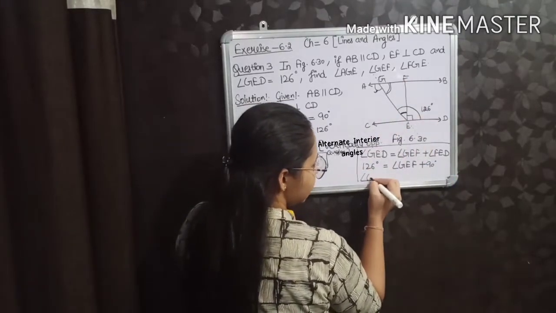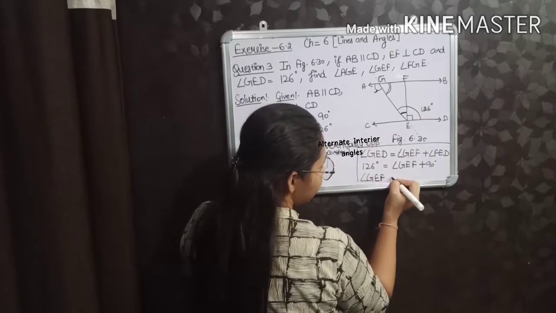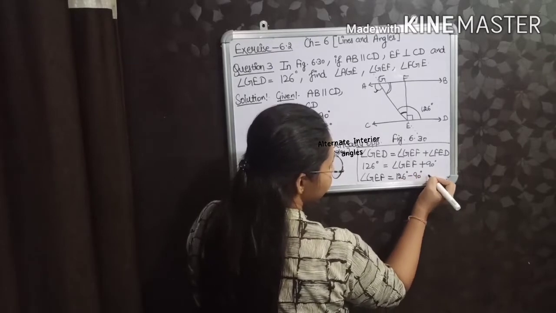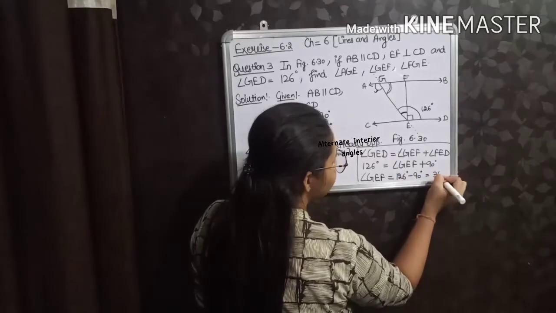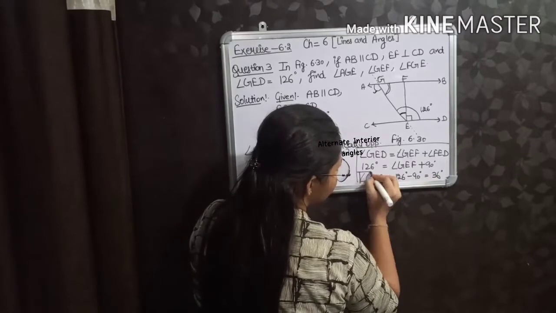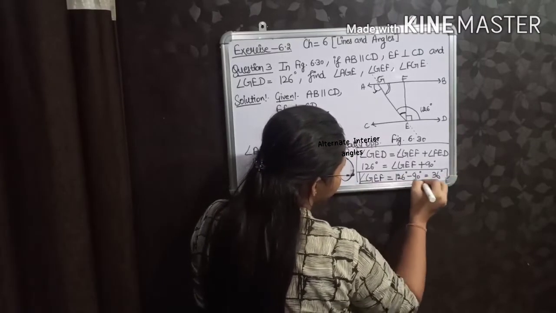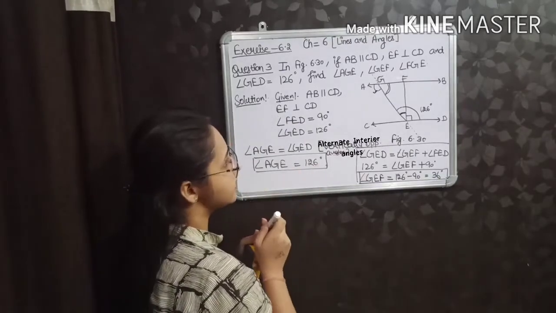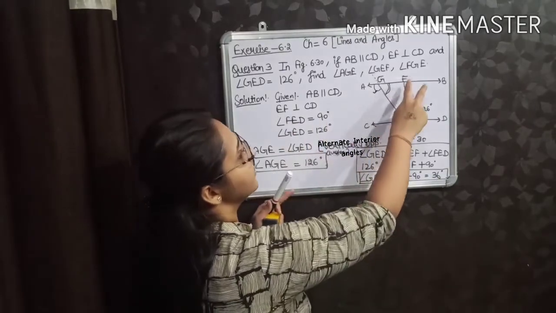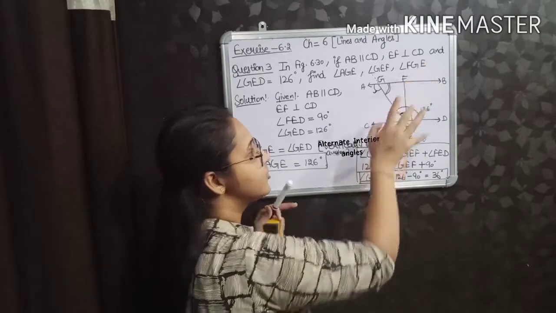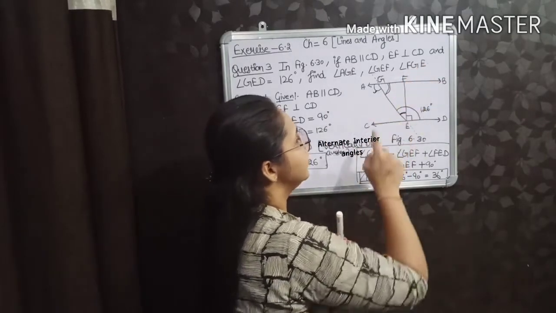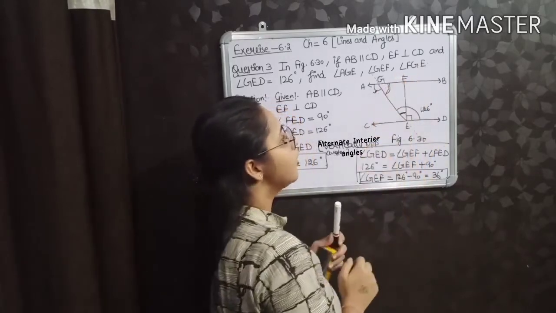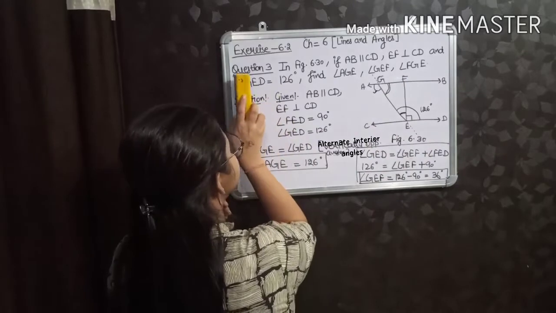So angle GEF will be equal to 126 degree minus 90 degree, and that will be equal to 36 degree. So the value of angle GEF is 36 degree. The value of angle AGE is 126 degree. Now the last angle that we have to find is angle FGE. Where is angle FGE? F, G and E. This angle.